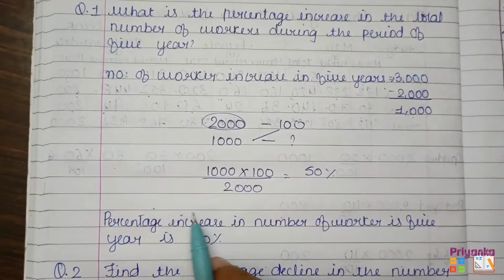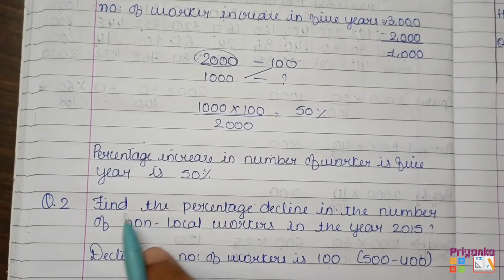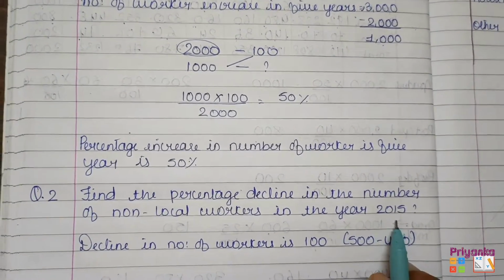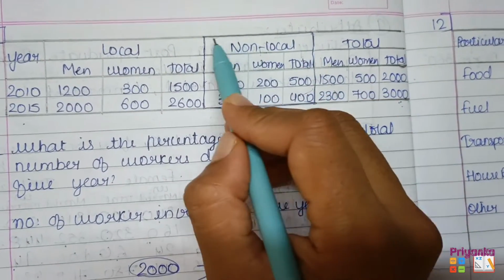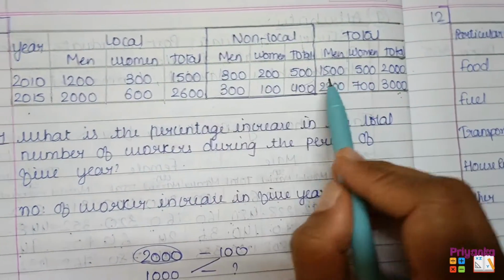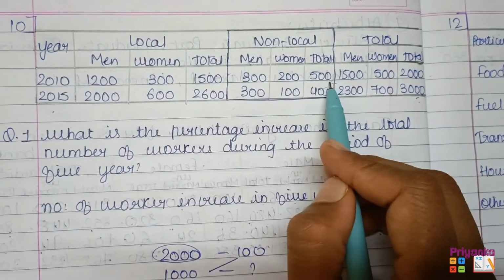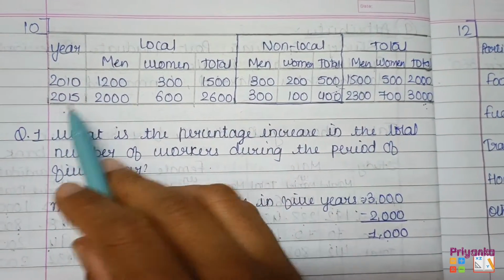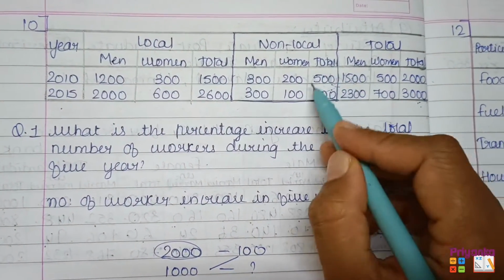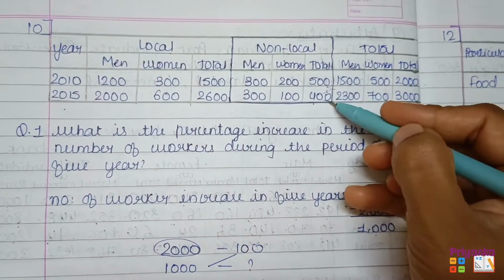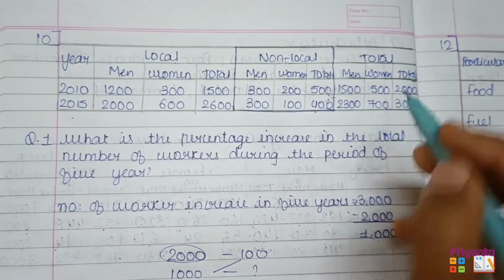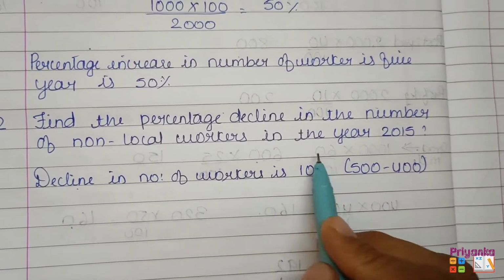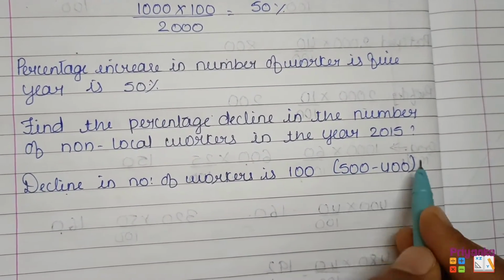So the answer is that the number of workers increased by 50% in 5 years. After completing the first question, the second question is, find the percentage decline in the number of non-local workers in the year 2015. Means talking about this column, the non-local workers. As we can see, in the year 2010 the number of non-local workers was 500, which was reduced to 400. So here we found the difference of 100. Earlier it was 500, now it is 400, so 100 workers decreased here.